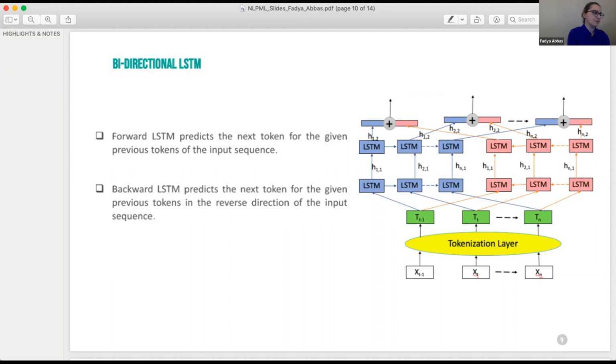In bidirectional LSTM, the forward layer predicts the next token for the given previous tokens of the input sequence, while the backward LSTM predicts the next token for the given previous tokens in the reverse direction of the input sequence. By including two layers of LSTM, one takes the information forward and the other takes the information backward, it can offer better prediction because they can improve capturing the word context representation in a sentence.